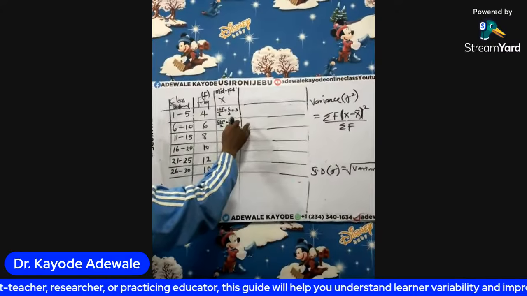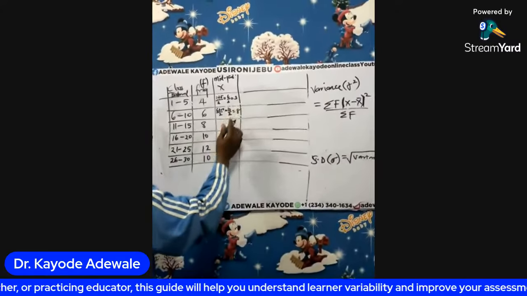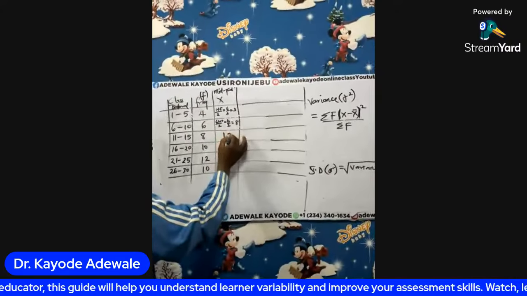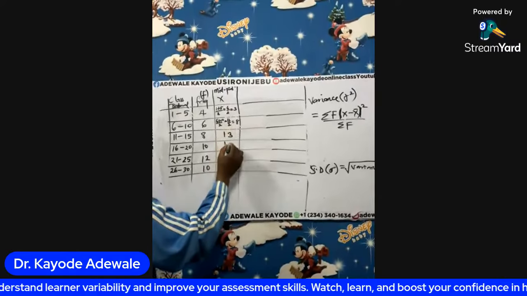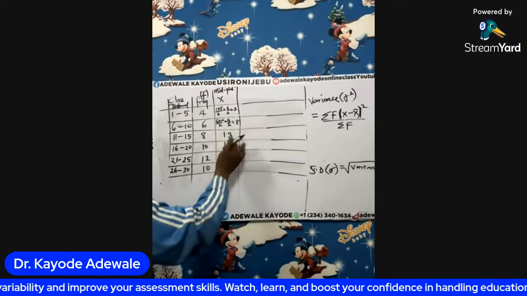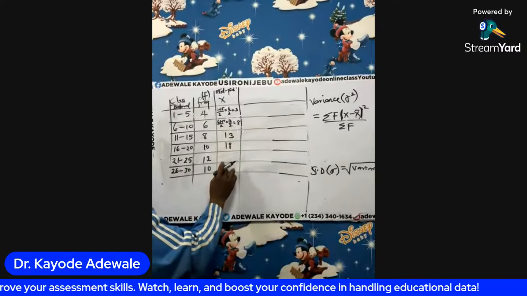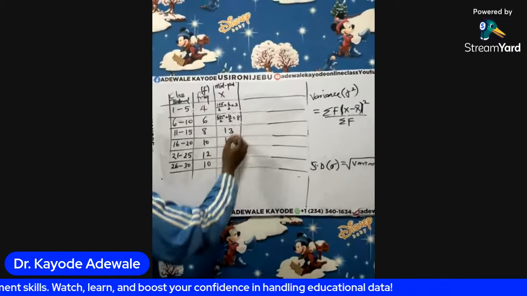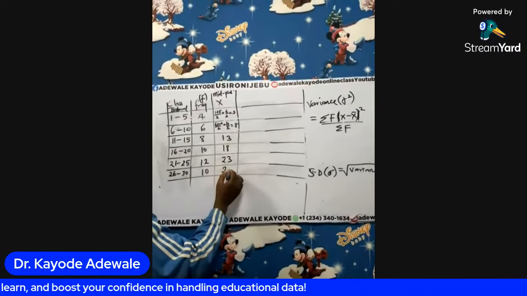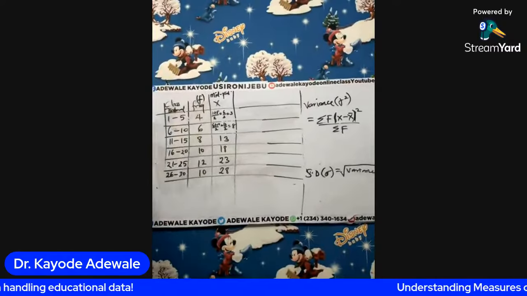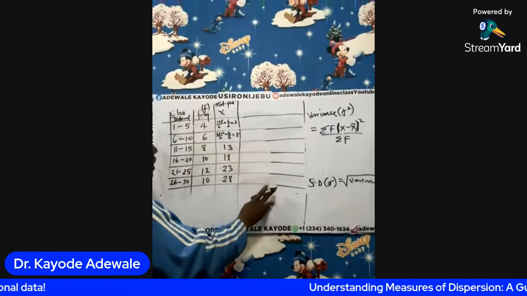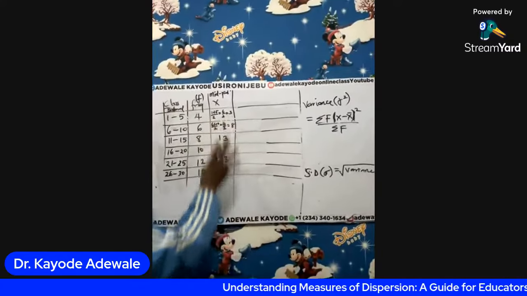So the next one is 5 plus 8, that is 13. 5 plus 13, that's 18. 5 plus 18, that's 23. 23 plus 5 is 28. So that is the midpoint. I'm going to leave you with this so that in our next class, we complete this.